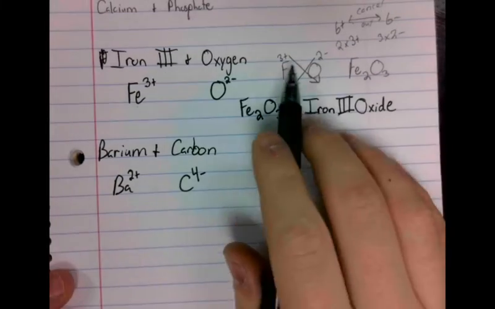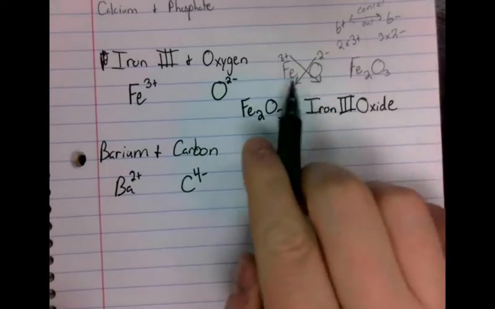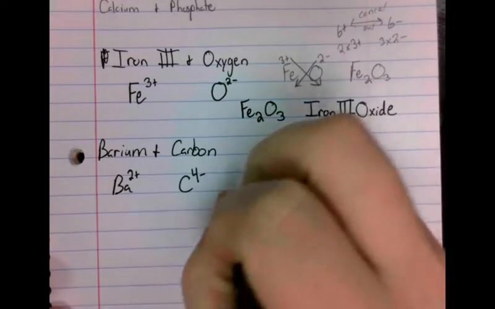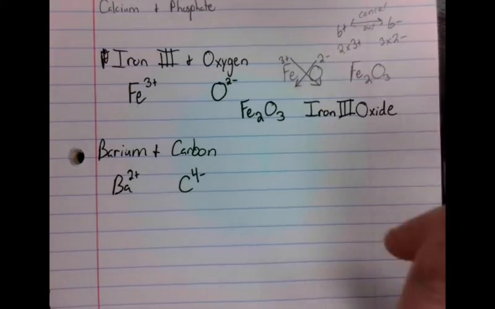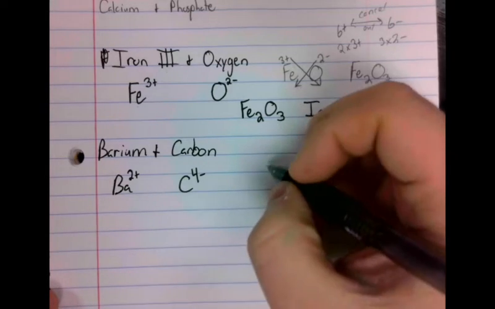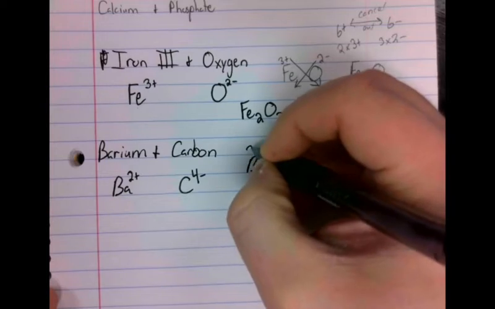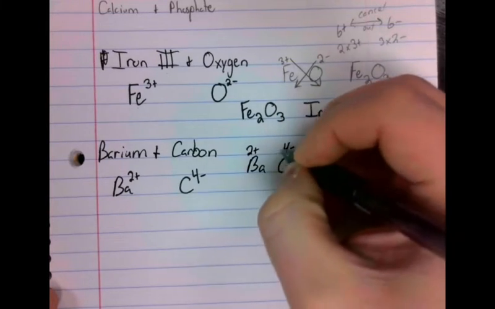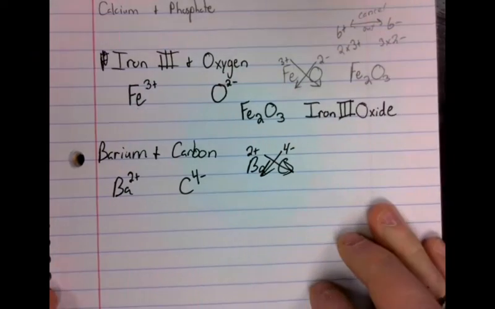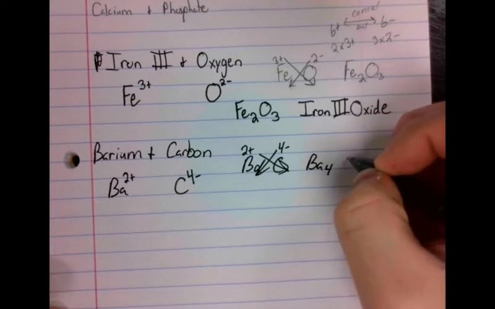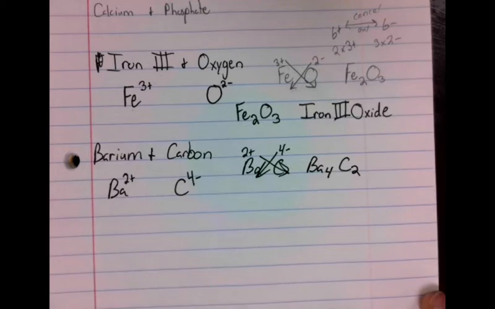So I switched last time because I wanted to make sure we had a little bit of easier time seeing what was going on to explain it. Now this is more work than you'd have to show on a worksheet, by the way. Don't feel like you'd have to show this much work every time. So we're going to go ahead and take our Ba and our C, put 2 plus, 4 minus, cross our charges. You would get Ba4C2.